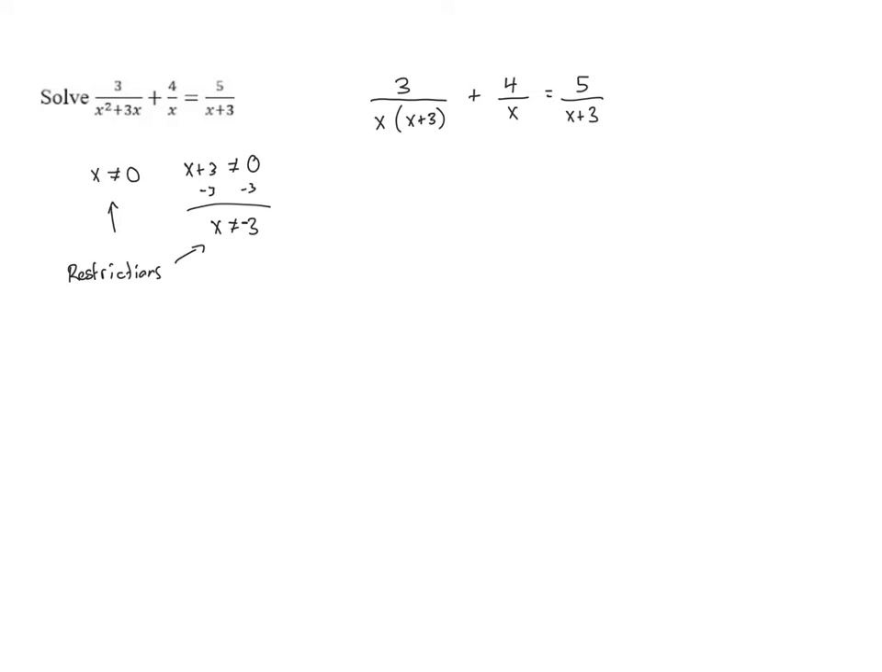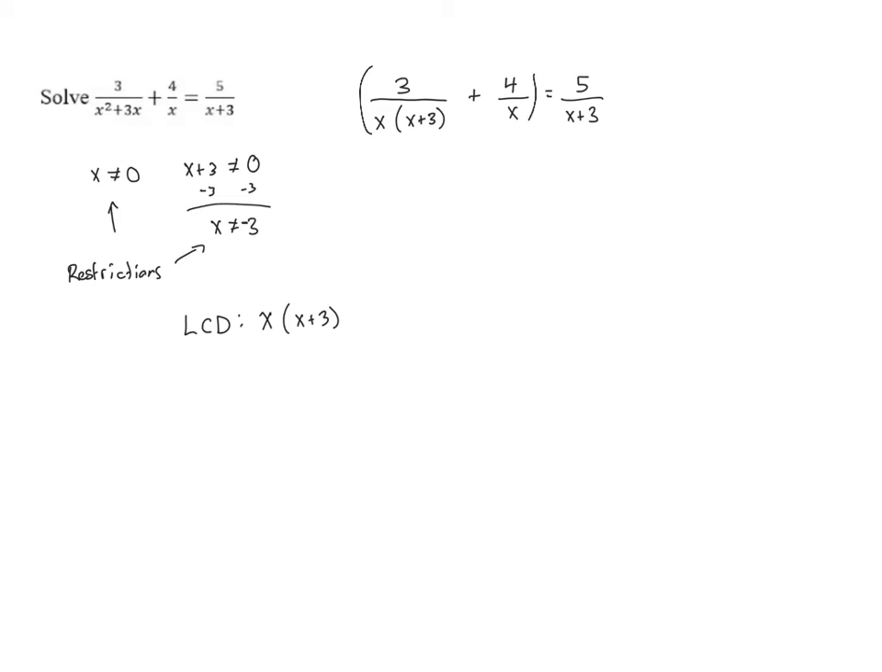Now that we've taken care of the restrictions, we need to find the LCD so that we can get rid of those denominators. If we look at the denominators, we can see that x is a factor in a couple of them. So the LCD is going to have an x in it. And also it has to have an x plus 3 because x plus 3 appears as well. But once we have an x and an x plus 3, that takes care of all the factors in all the denominators. So that becomes our LCD.